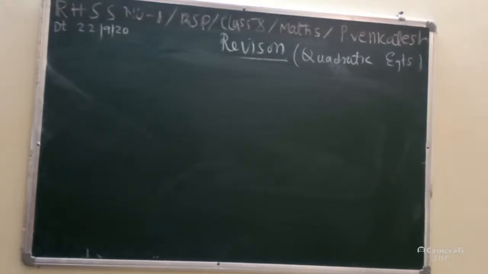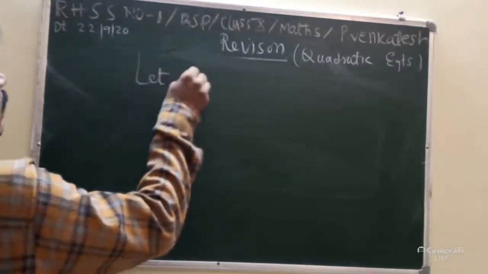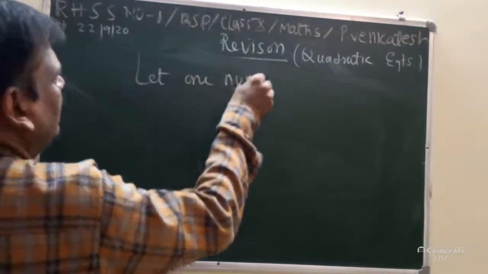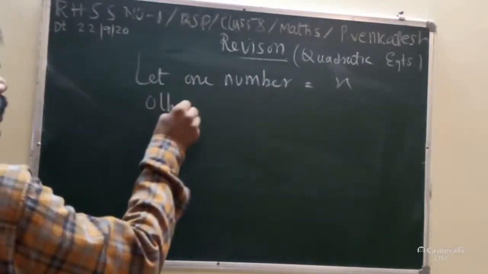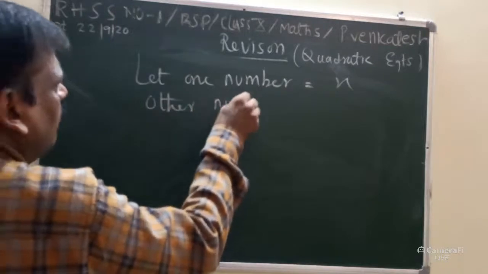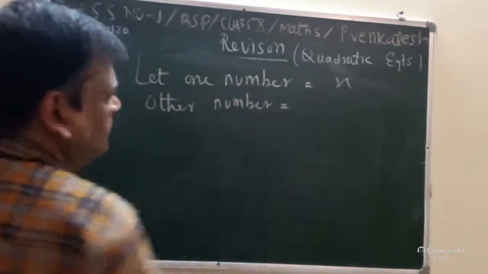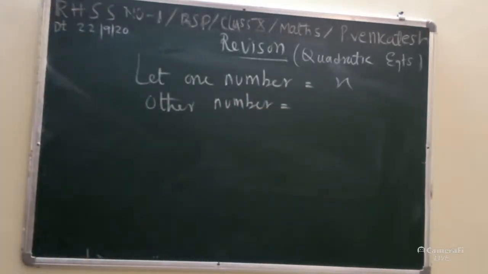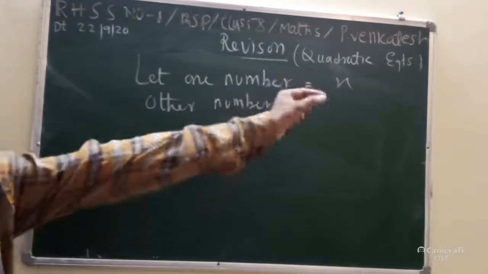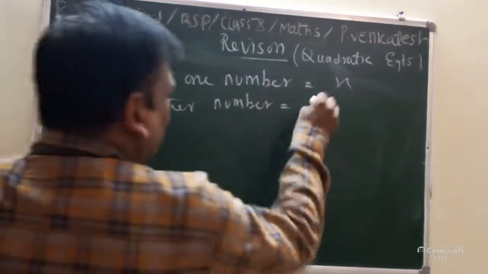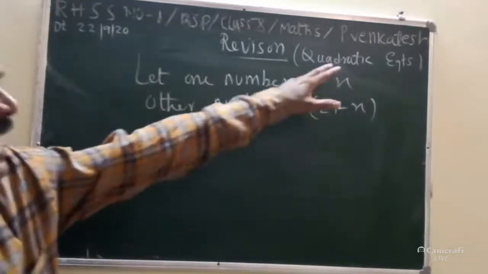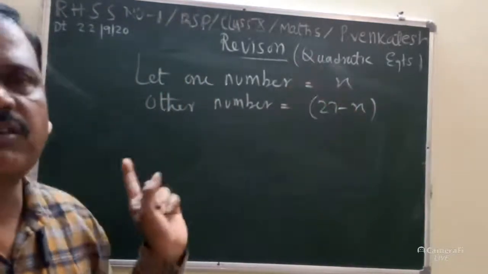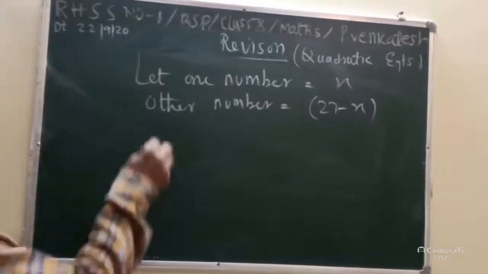Here, find two numbers whose sum is 27. Let one number be x. What will be the other number? Now the sum of the two numbers is 27. If we assume one number is x, the other will be 27 minus x. Now you can see here, when you add these two numbers, the result is 27.